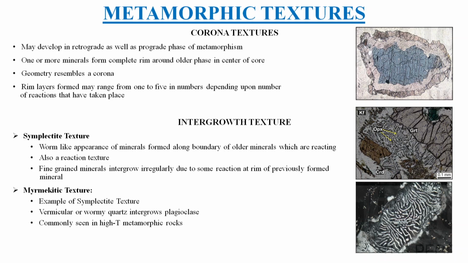There are myrmecites which can form due to certain changes in the directed pressure as well, that is related to some kind of deformation. We will talk about deformation later on, but you can think that some kind of pressure or directed stress is also governing the formation of the intergrowth texture. It is commonly seen in high grade metamorphic rocks. High grade means we are going above a temperature of 600 or 700 degrees centigrade. In that case you can get this kind of myrmecite texture.